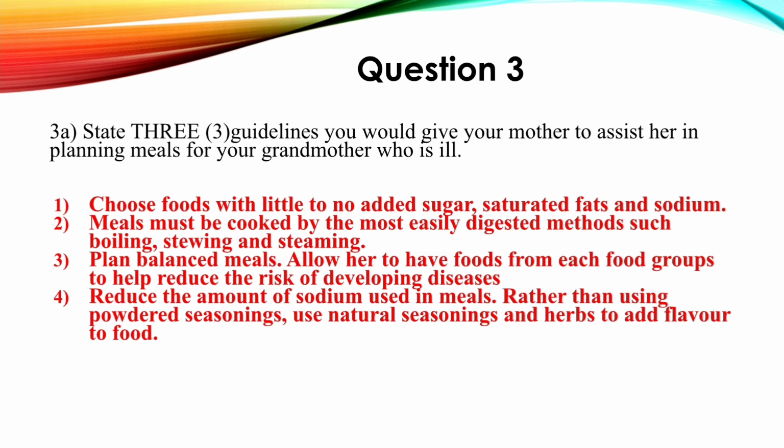Some may have issues with chewing and swallowing. Guideline number 3, plan balanced meals. Allow her to have foods from each food group to help reduce the risk of developing diseases. And then as a bonus, reduce the amount of sodium used in meals. Rather than using powdered seasoning, she could use natural seasonings and herbs to add flavor to the food.